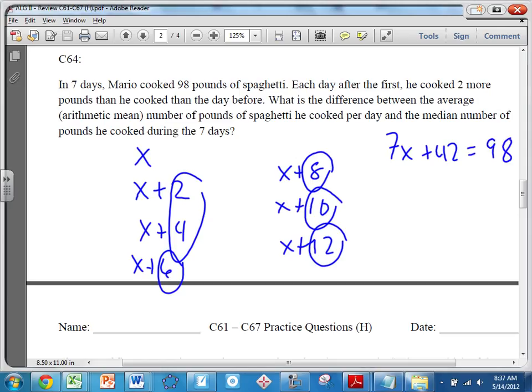Why did I set that equal to 98? Because that's the total number. He cooked 98 pounds of pasta, and these are my 7 days. I add up my 7 days, I get this value, and I set that equal to 98.